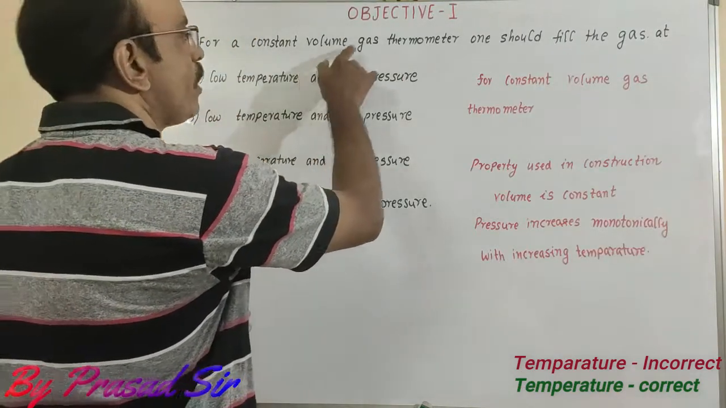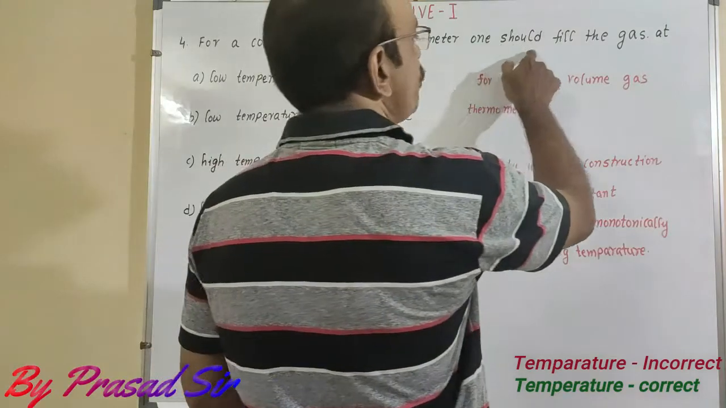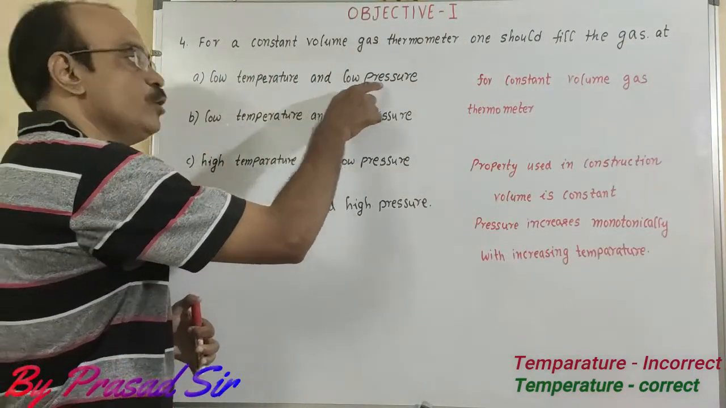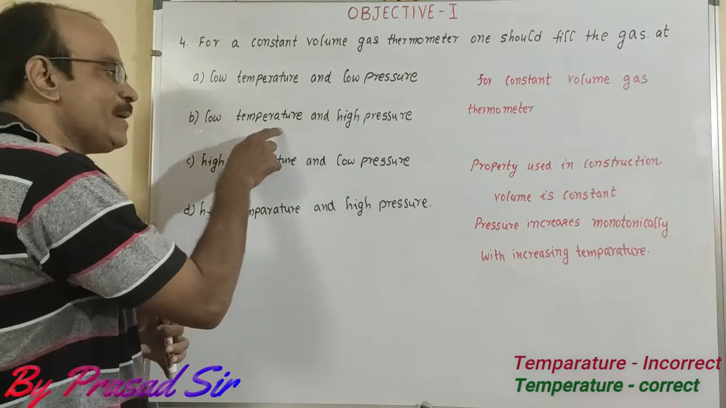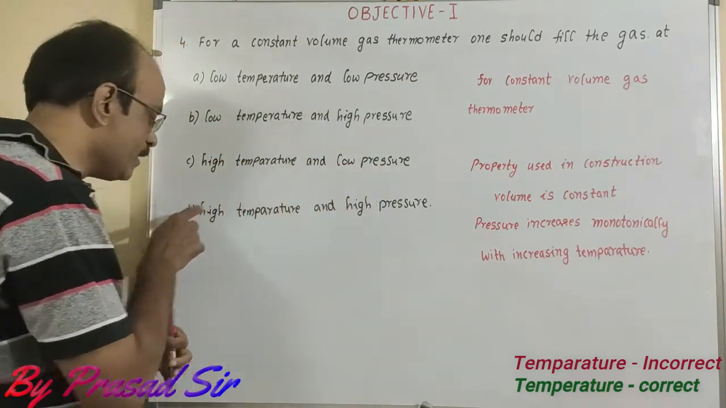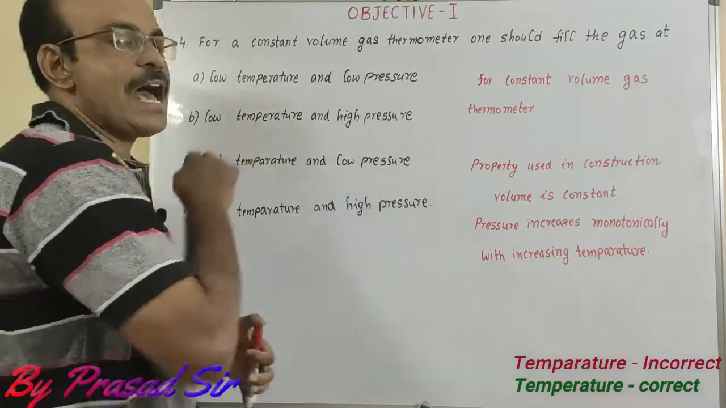For a constant volume gas thermometer, one should fill the gas at A. Low temperature and low pressure. B. Low temperature and high pressure. C. High temperature and low pressure. D. High temperature and high pressure.